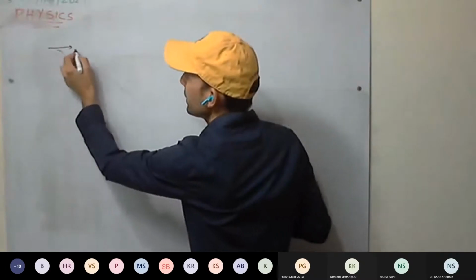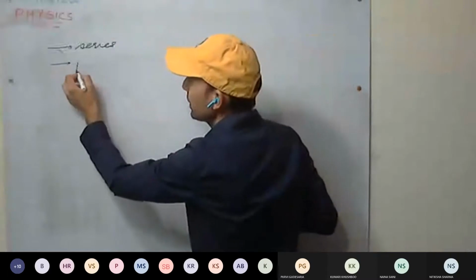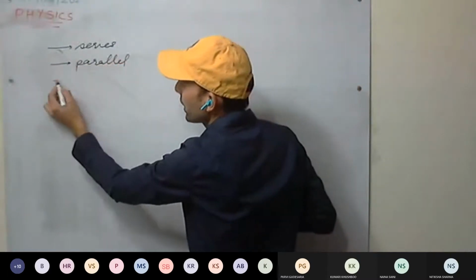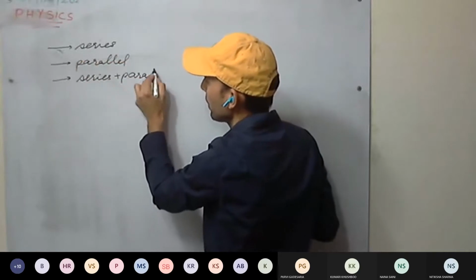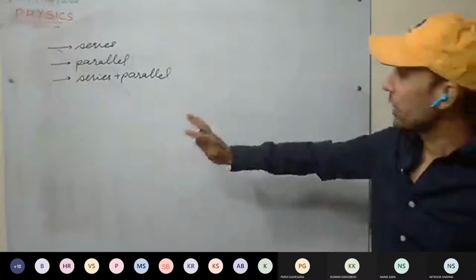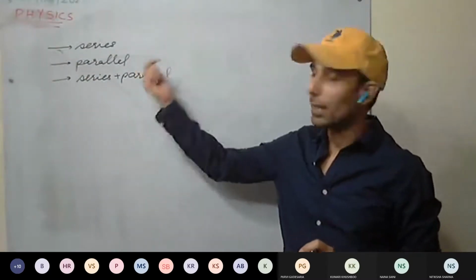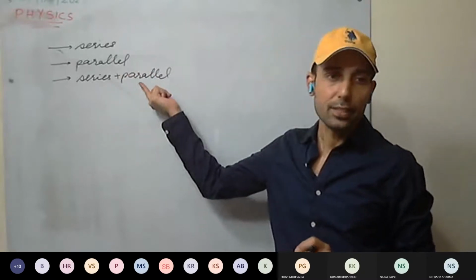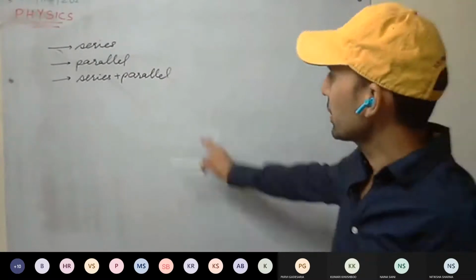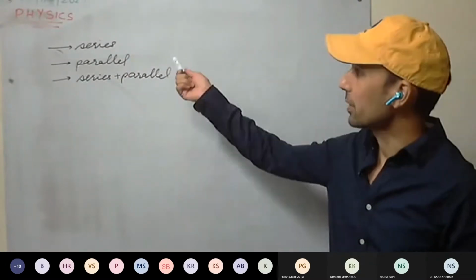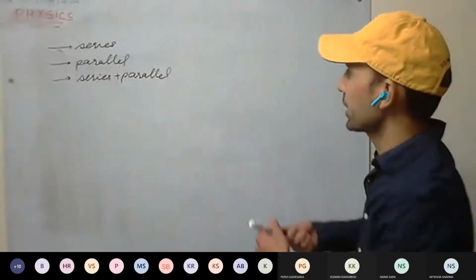We can connect them in series, which we'll discuss. We can connect them in parallel, or we can connect them in a combination of both, that is, series plus parallel. This way, to get the desired resistance in a circuit, we can connect them in series, in parallel, or in both manners. So these are the three ways to combine the resistors. First we'll be discussing series.